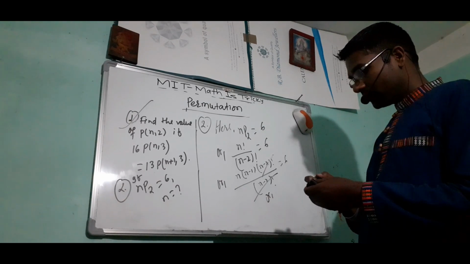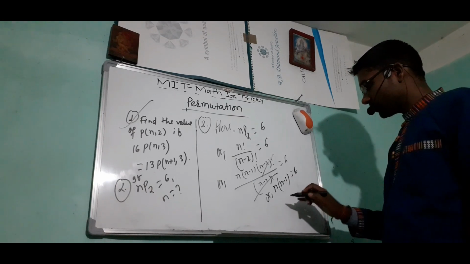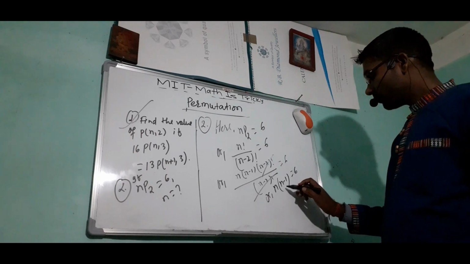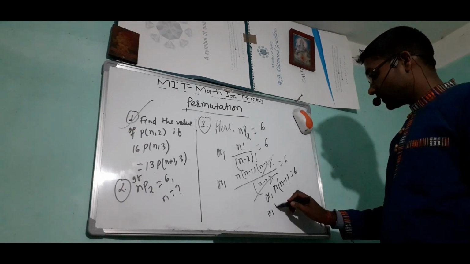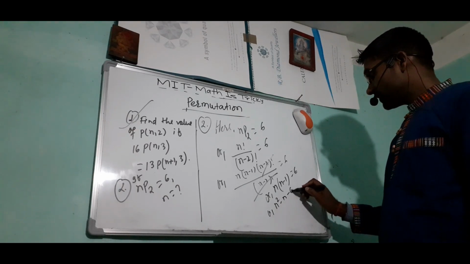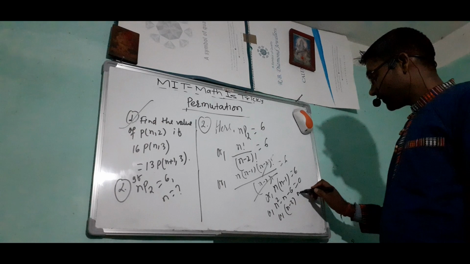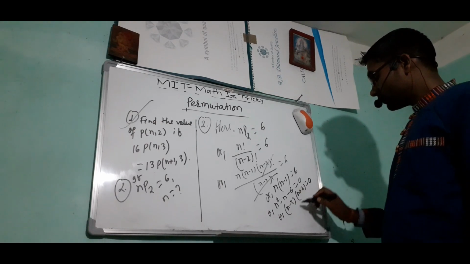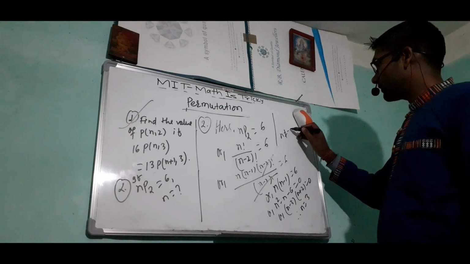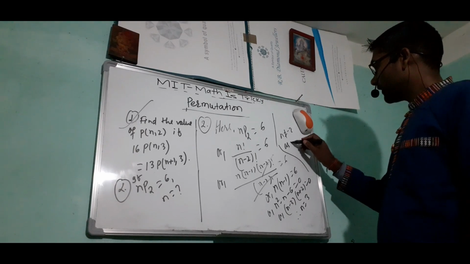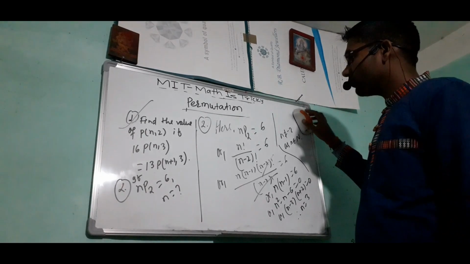We can simply write here n into (n minus 1) equals 6. So it is simply by inspection also, or by guess also, 3 into (3 minus 1) equals 6. So n equals 3. Or you can write like this: n squared minus n minus 6 equals 0. So if you factorize, you'll be getting (n minus 3) times (n plus 2) equals 0. Therefore we can write n equals 3 and n not equal to minus 2, as n belongs to natural numbers. n is a natural number. Okay, so this is how we solve this problem.